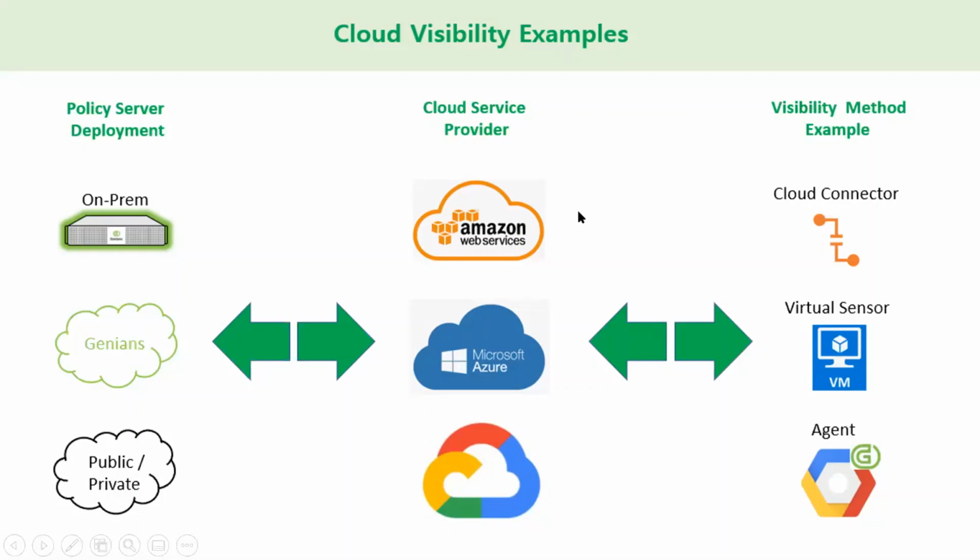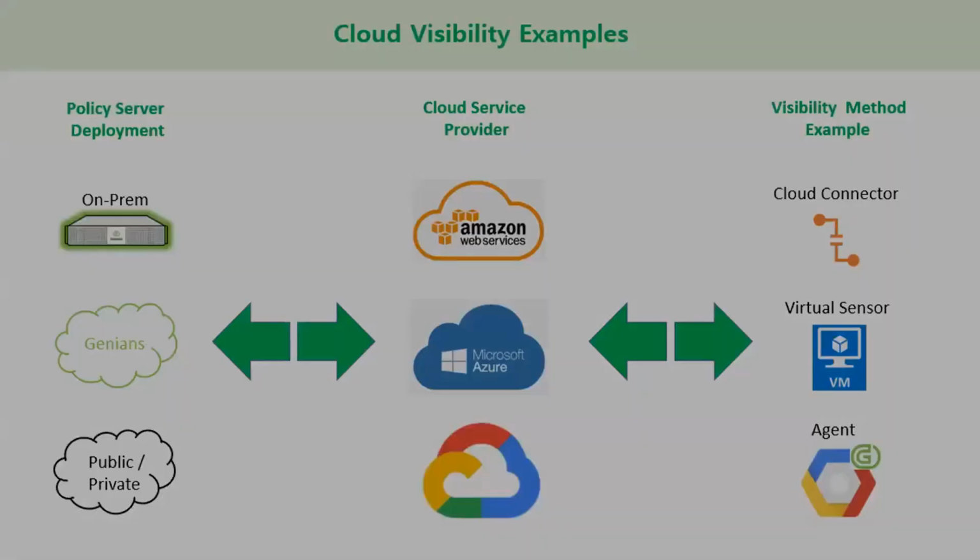The cloud service provider also doesn't matter. So I've got the top 3 listed here, but it's really not relevant. You can enable and gain visibility no matter what the cloud environment. And then here's some of the visibility examples. We can use our cloud connector. We can use a virtual sensor deployed in a cloud or your agent to gain visibility.